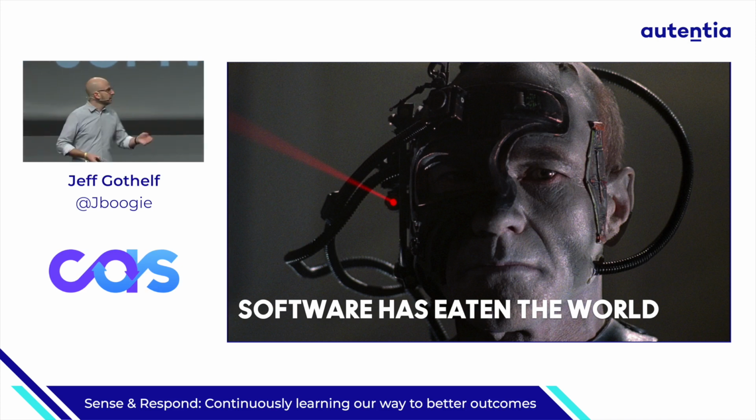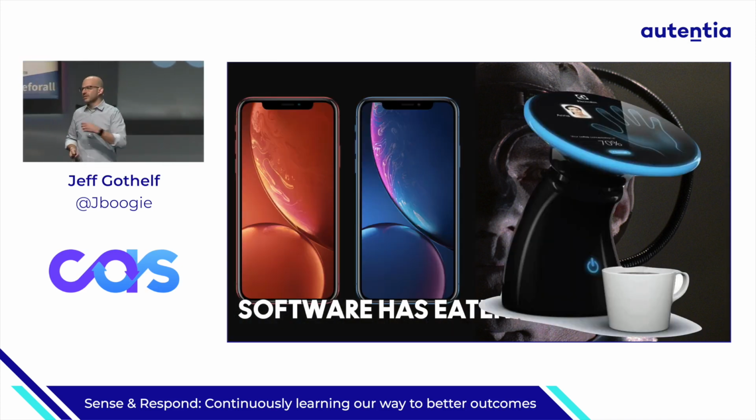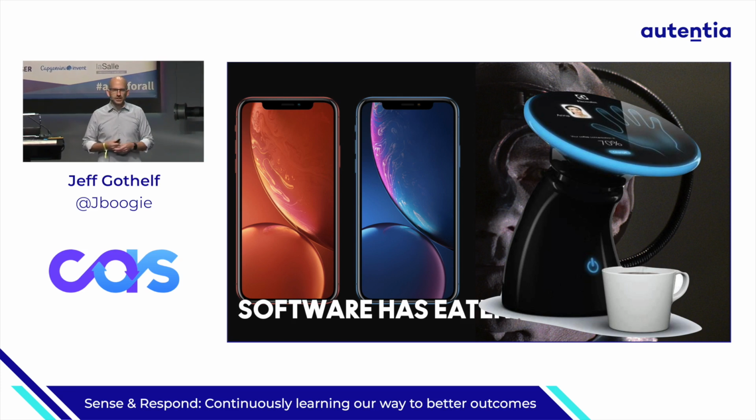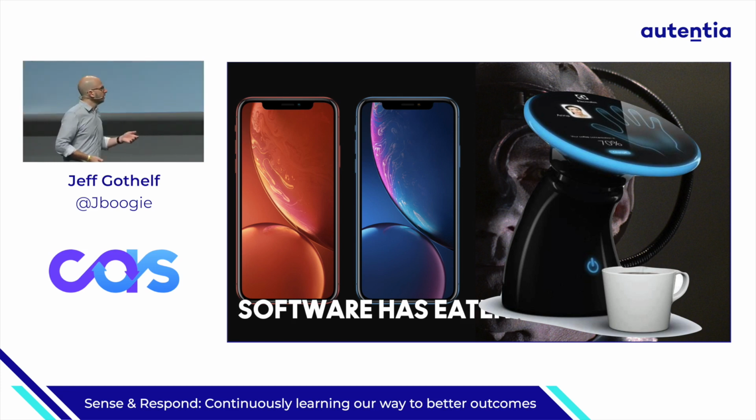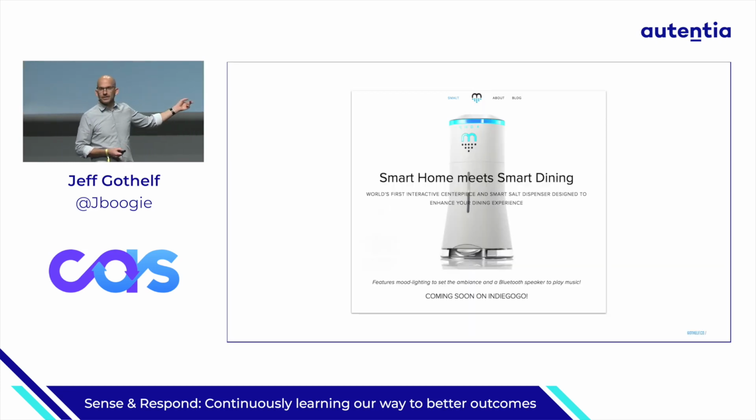It's in everything, right? It's in our phones, obviously. It's in our coffee machines. Our coffee machines have technology in them, and we're pretty much connecting technology to everything that we can. Literally everything. This is the Smalt. It's the world's first connected salt shaker. Yeah. Pretty awesome, right? Software has literally eaten the world.